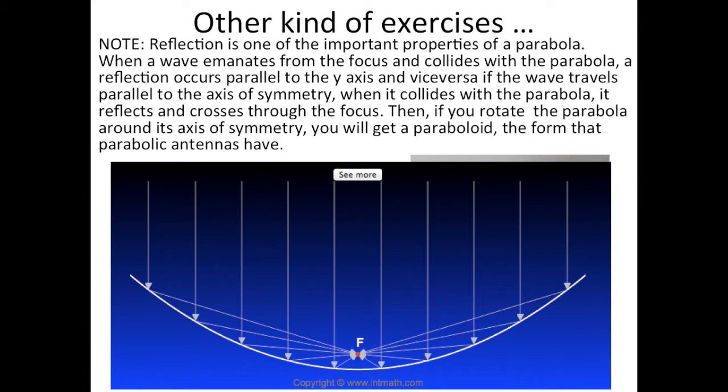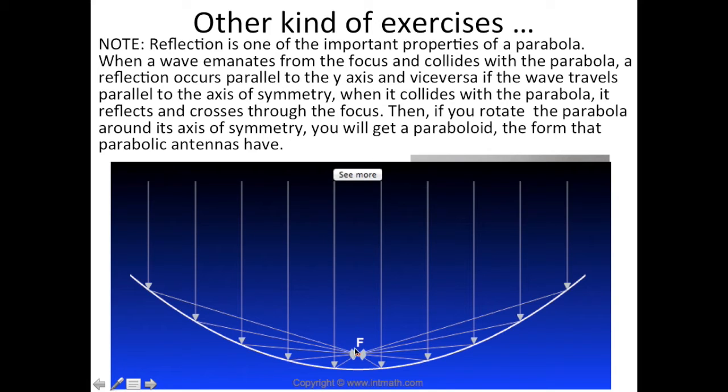Reflection is one of the most important properties of parabolas. Okay, when a wave comes out from the focus, it's going to bounce off the parabola and it's going to make a parallel reflection, okay? And vice versa. If there's a wave going to the parabola, it's going to reflect and they're all going to end up at the focus, okay? That's why it says here, when a wave emanates from the focus and collides with the parabola, a reflection occurs parallel to the y-axis.